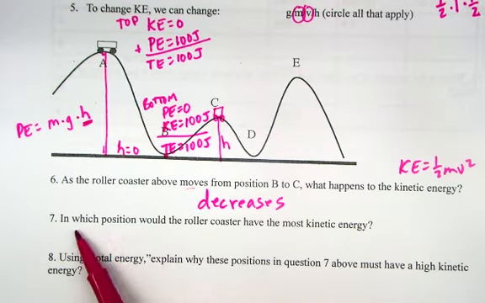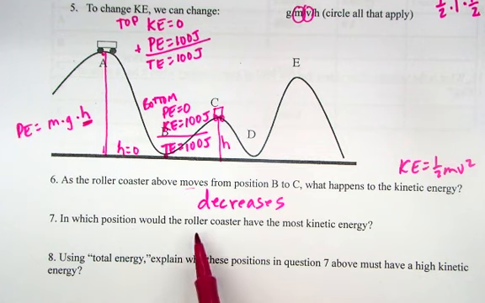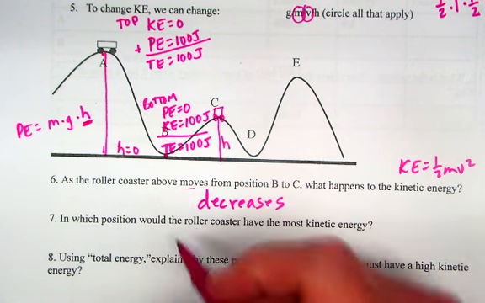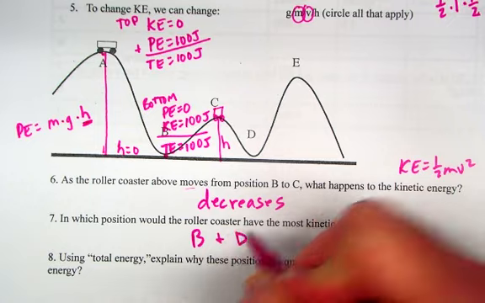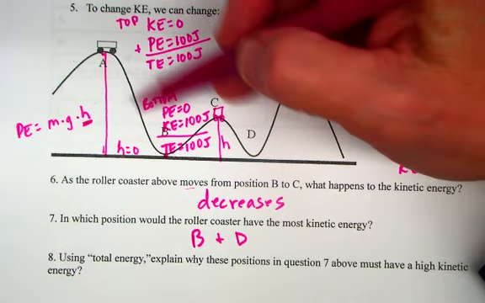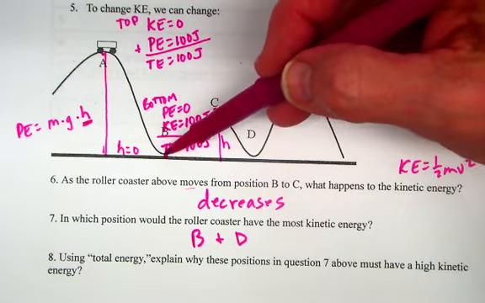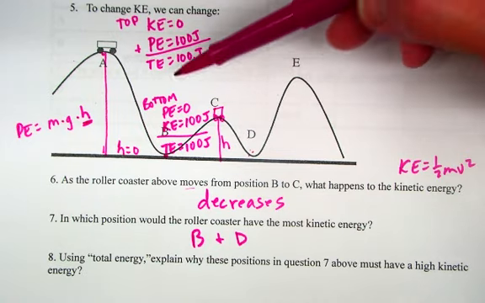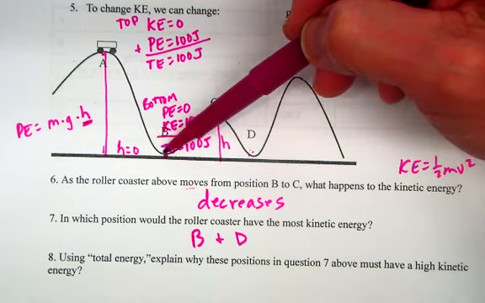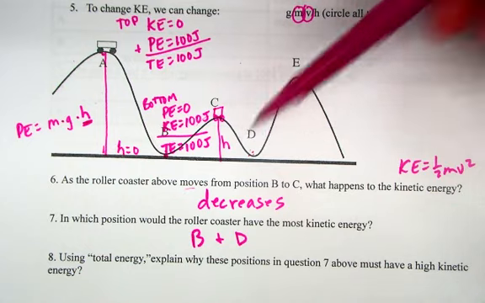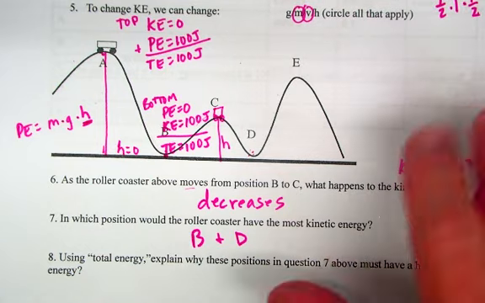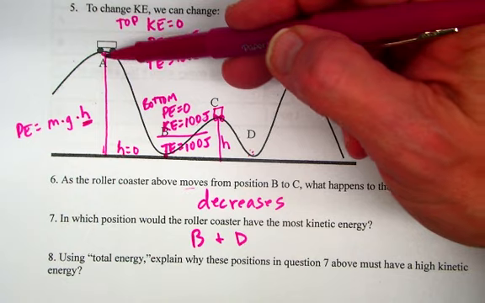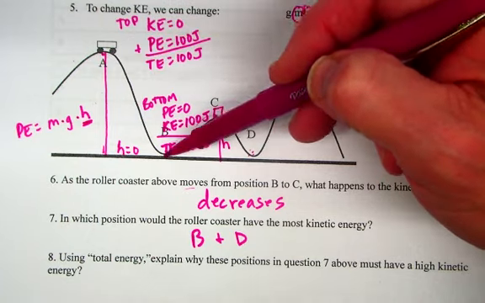So, question 7, in which position would the roller coaster have the most kinetic energy? That is going to be at the bottom, either at B or D. If it's frictionless, it's going to be the most kinetic at either place, because no energy will be lost to friction. If we do have friction, then it would be faster at B because some of the energy would get lost by D. But if it's frictionless, which is what we're assuming here, then B and D would be correct because all the potential is transferred over to kinetic.